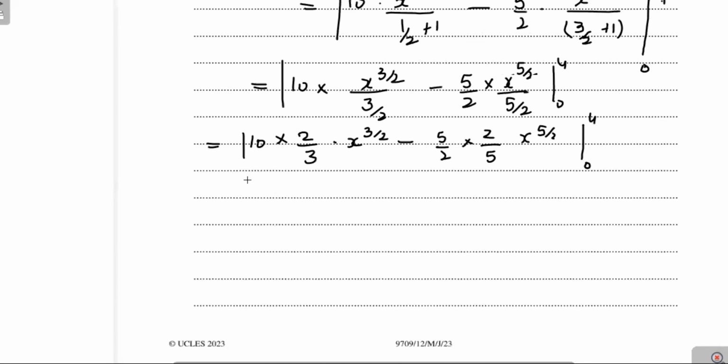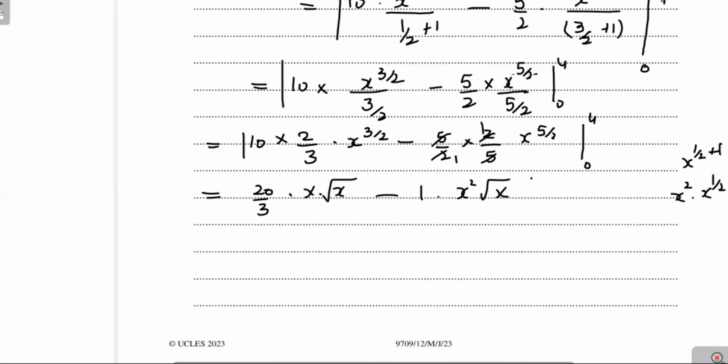We can write it as 20 over 3 into x. We can write x power 3 over 2 as x into square root of x. 2 times 1 is 2, 2 times 1 is 2, 5 will be cancelled. We get 1 into x power 5 over 2. X power 5 over 2, we can write x square into x power 1 over 2. And therefore, we write x square into square root of x and apply the limit 0 to 4.